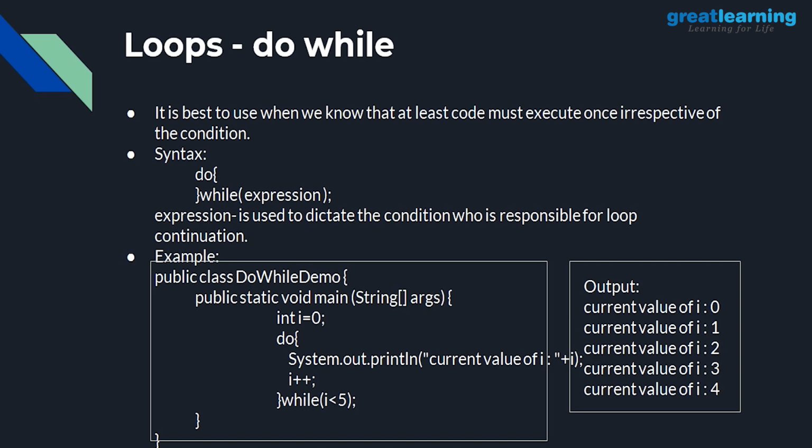Okay, the expression is used to evaluate the condition, just like in the other loops as well, right? We saw those things. So this is the demo of this thing, right? Int i is equal to 0. Then we printed the values 0 1 2 3 4, and the condition is checked at the last. Okay, this is our do while loop.